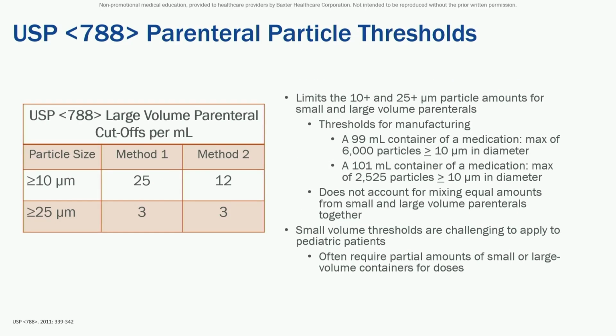USP 788 has parenteral particle thresholds for both small and large volume containers. You can have a 10 mil container or a 99 mil container. No one would ever make that, but if they did, that has up to 6,000 particles greater than or equal to 10 microns in size. As soon as you get above 100 mils, your container thresholds are held to a particle per mil standard. So that is where a 101 mil container could have 2,525 particles greater than 10 micron, where your 99 mil could have 6,000. Go figure, right?